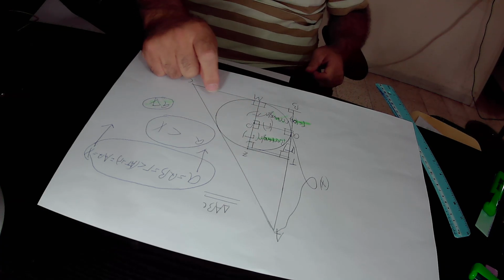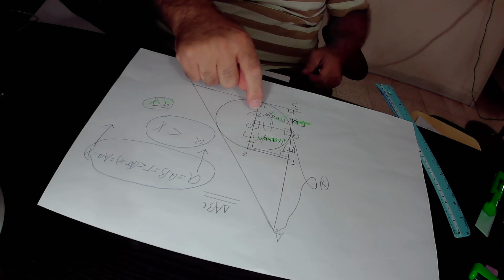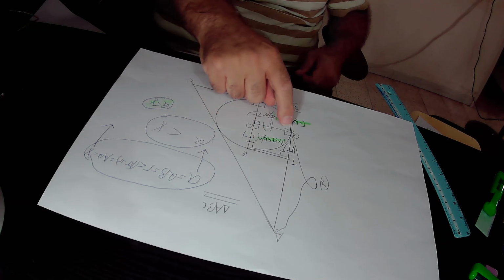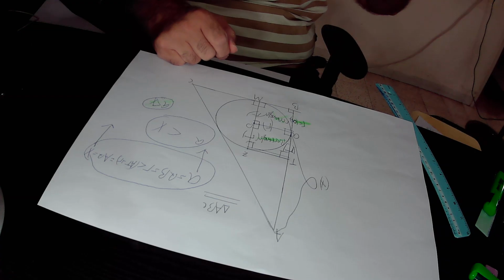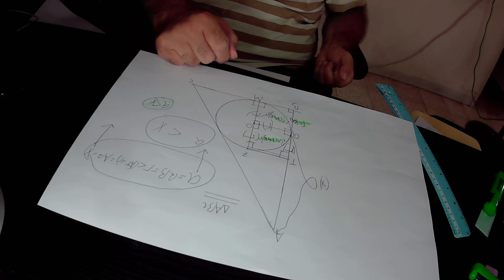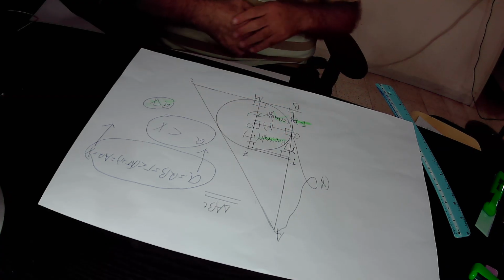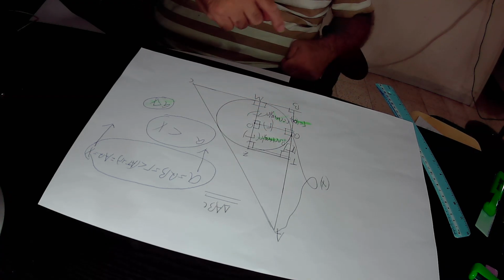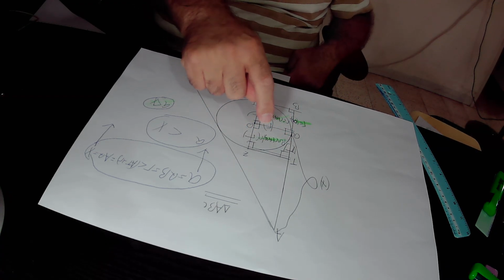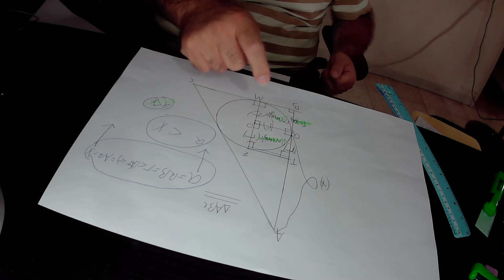So in total, in the quadrilateral TZOQ, we have 1, 2, 3 right angles. This angle equals 90 degrees. So we have 3 right angles, and therefore this fourth one must be equal to 90 degrees in its size. So in quadrilateral TZOQ, we have 4 right angles, and therefore it is a rectangle.